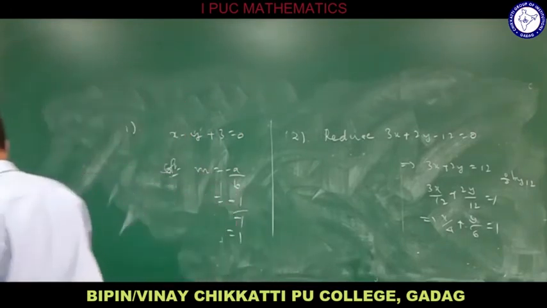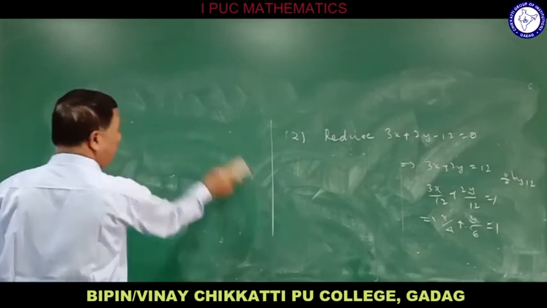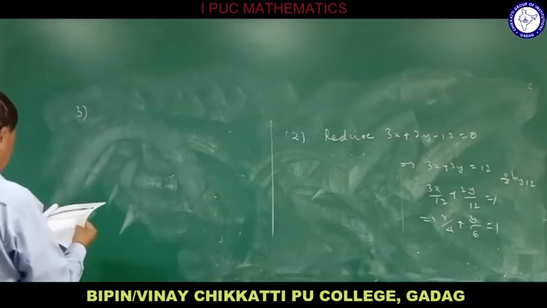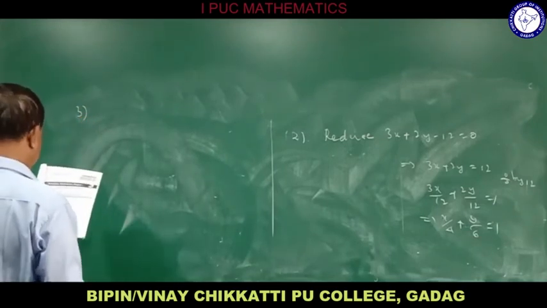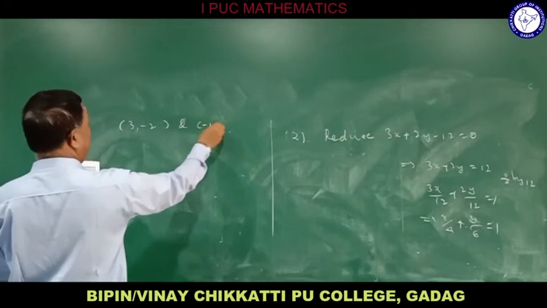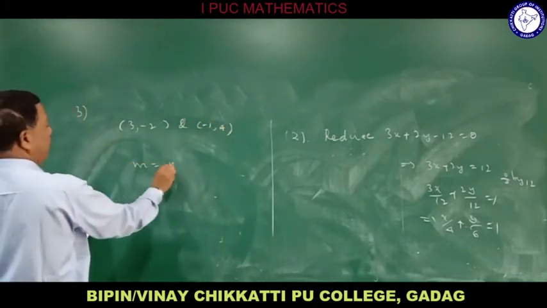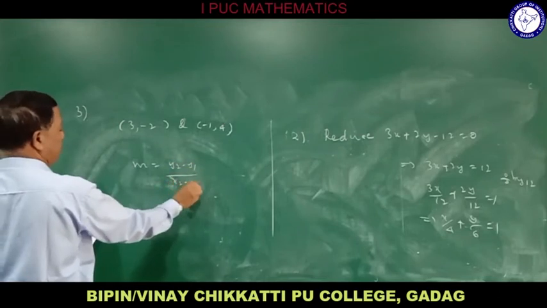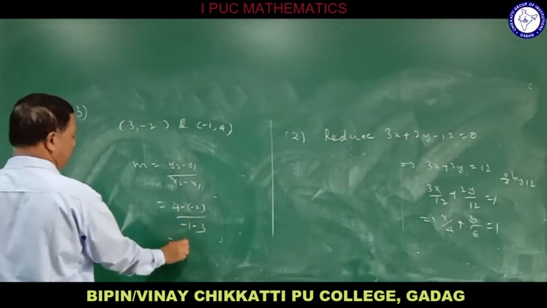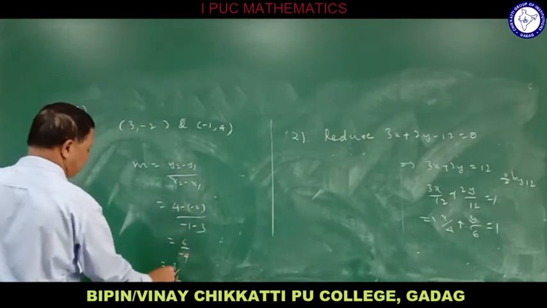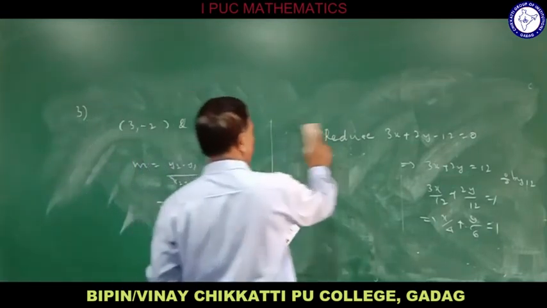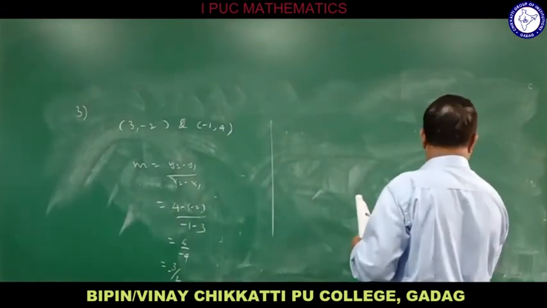What is the 1 mark question that I am discussing? Model question paper number 3 I am writing. Find the slope of the line joining the points (3, minus 2) and (minus 1, 4). The slope is y2 minus y1 divided by x2 minus x1, 4 minus of minus 2, minus 1 minus 3, 6 by minus 4, which is minus 3 by 2. And this problem was already repeated in the previous question paper. Now model 3 is over.